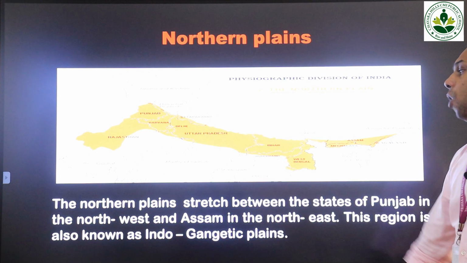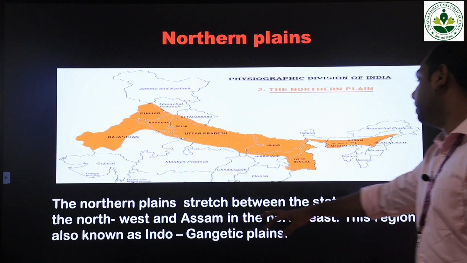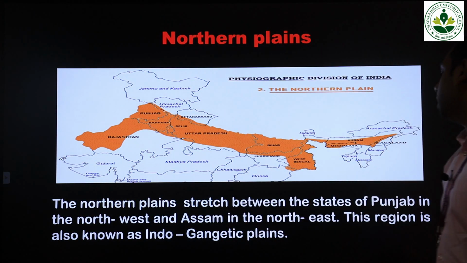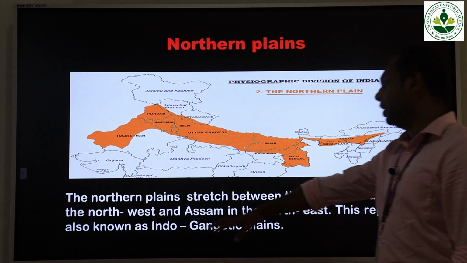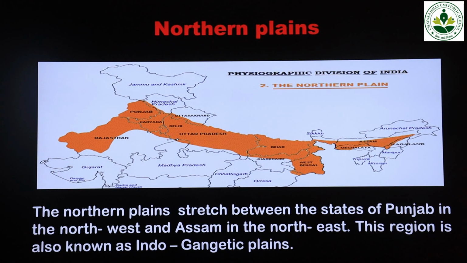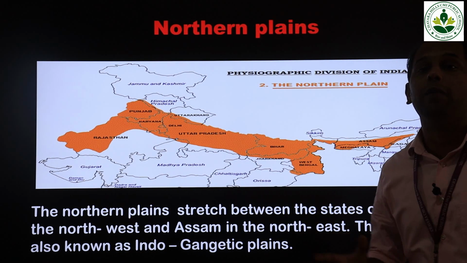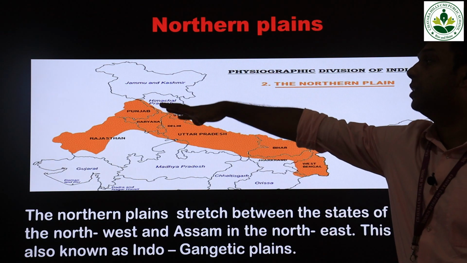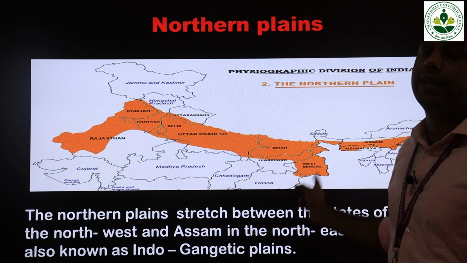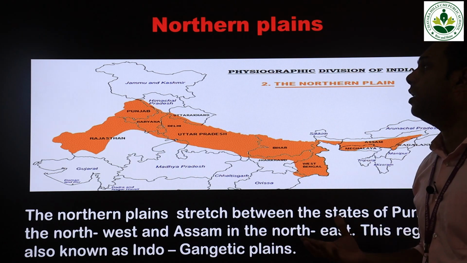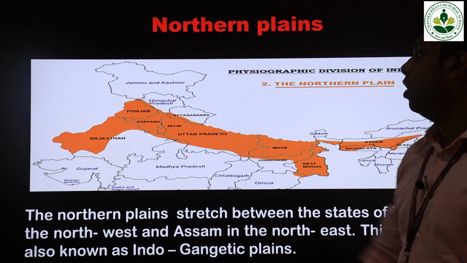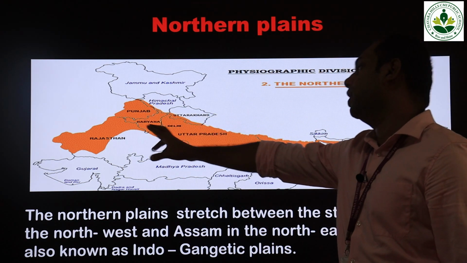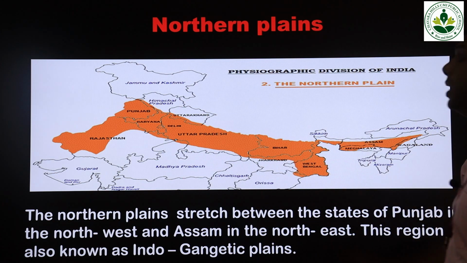Northern plains stretch between the states of Punjab in northwest and Assam in the northeast, and this region is also known as Indo-Gangetic Plains. In the last class we have studied about the northern mountain, and we have studied that Himalayan mountains are starting from Ladakh and end before Arunachal Pradesh. Now let's study from where the northern plains begin. The northern plain lands start from Punjab and pass through Haryana, Delhi, Uttar Pradesh, Bihar and end in Assam.